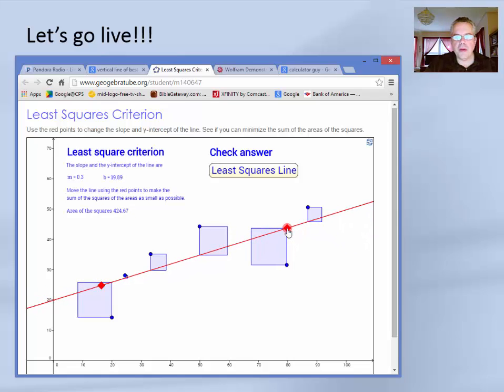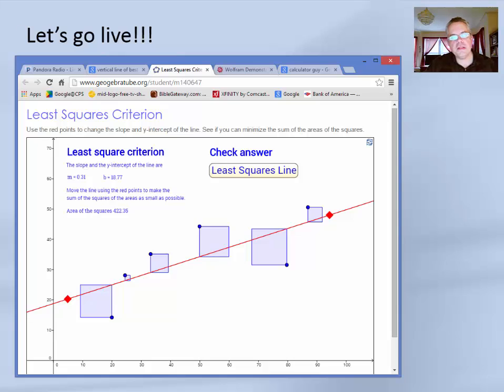So this is not too bad. I got the squared error down to 424.6, but I'm going to see what the best is. Ooh, hey, I wasn't bad. If you click this little thing that says least squares line, it puts in the very best line, and that makes the area of the squares as small as possible. And right here where my cursor is, you see that the best we can do is 422.35. Like I said, our goal is to make them as small as possible. All right, and this is the line that does it.